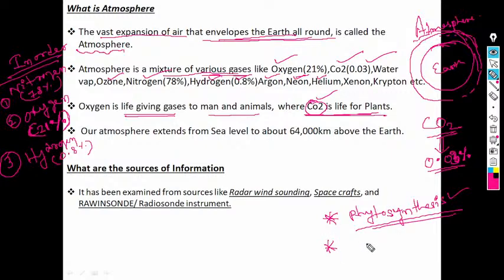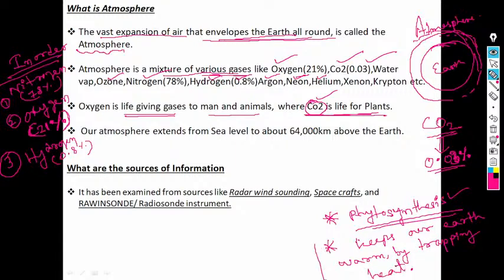What is the other crucial role? Carbon dioxide acts as a shielding agent. It keeps our earth warm by trapping heat. Our atmosphere extends from sea level to about 64,000 km above the earth.